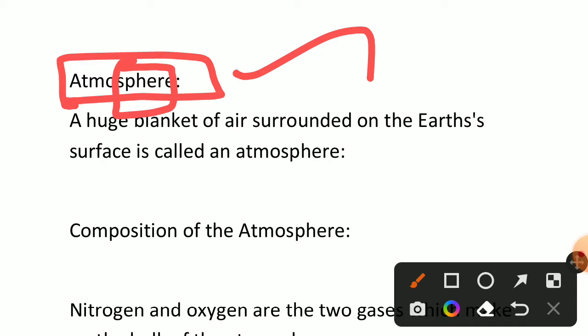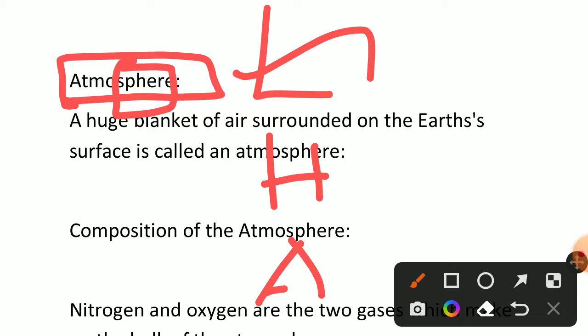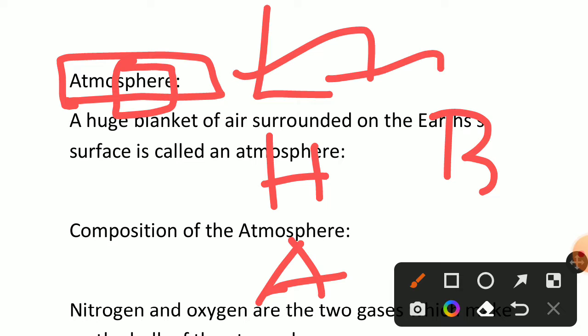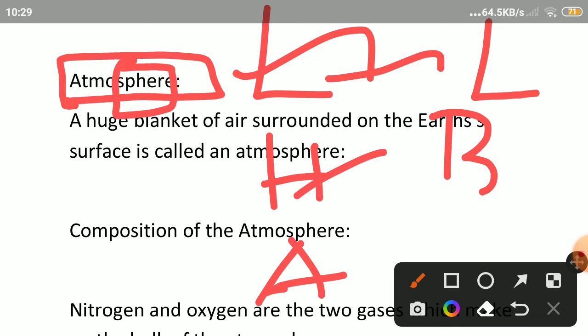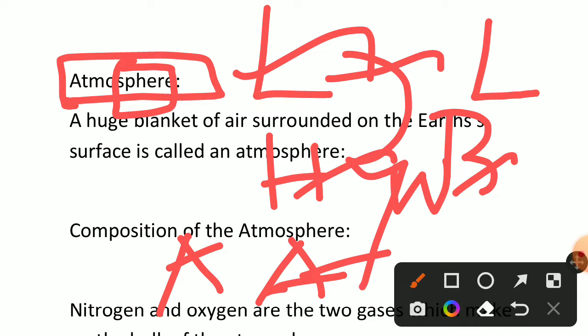Sphere is nothing but our earth is called sphere. It is sphere in shape. There are four types of a sphere. One is lithosphere, hydrosphere, and atmosphere, and biosphere. These are four types of spheres. Lithosphere means land, hydrosphere means water, atmosphere means air, biosphere means these three together. These three together is where we live, that is called biosphere.